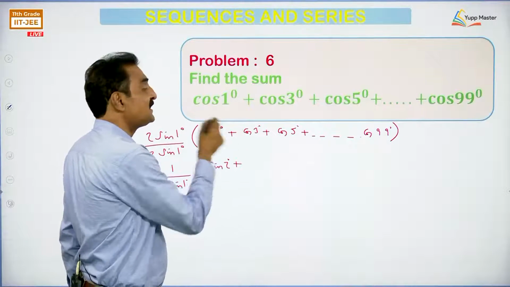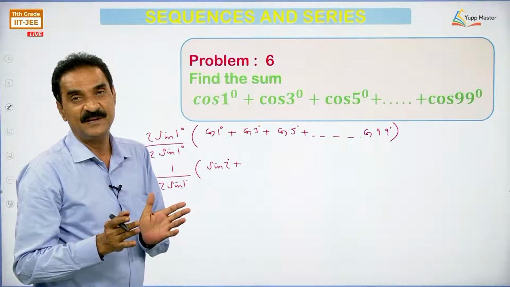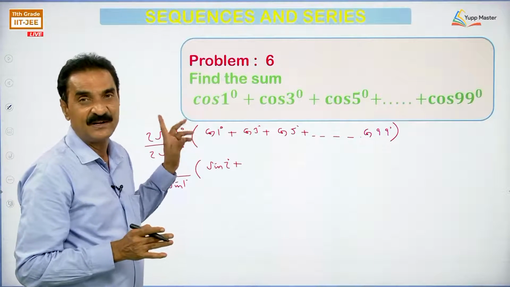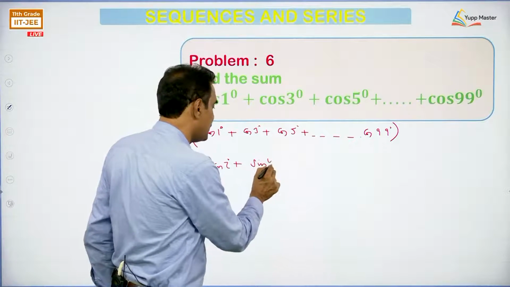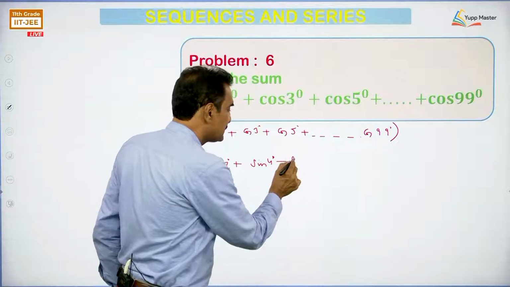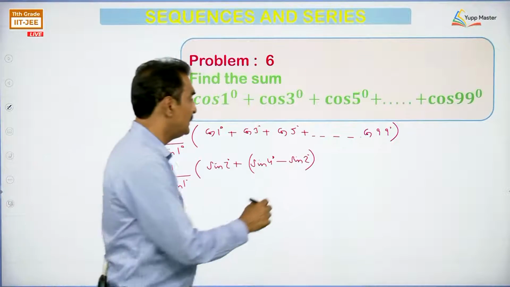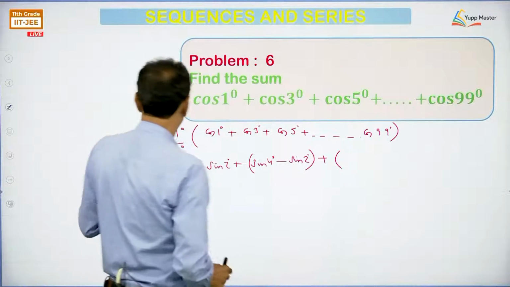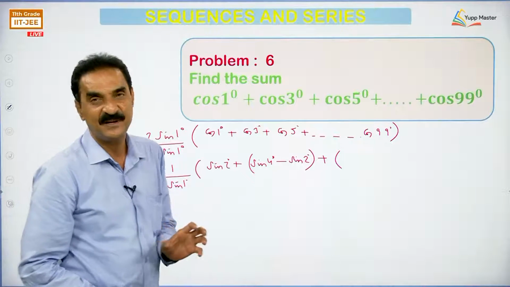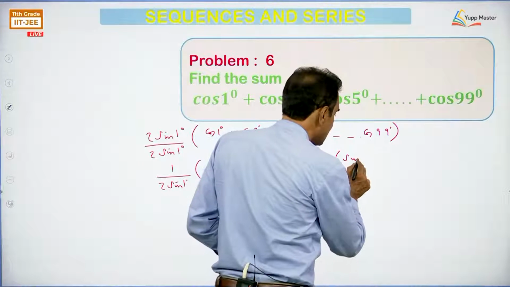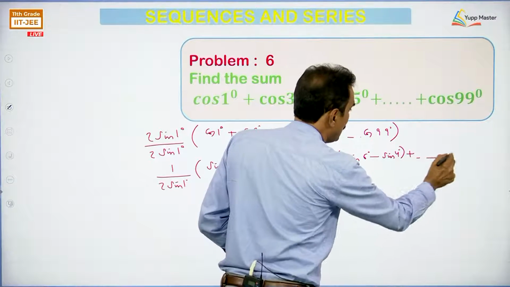Plus 2 sine 1 cos 3. 2 cos A sin B is sin A plus B minus sin A minus B. Taking 3 degrees as A, 1 degree as B, you will get sin A plus B, 3 plus 1, 4 degrees, minus sin A minus B, sin 2 degrees. This is the second term. Similarly, the third term, 2 sin 1 cos 5. Again with the 2 cos A sin B formula, you will get sin 6 degrees minus sin 4 degrees and so on.